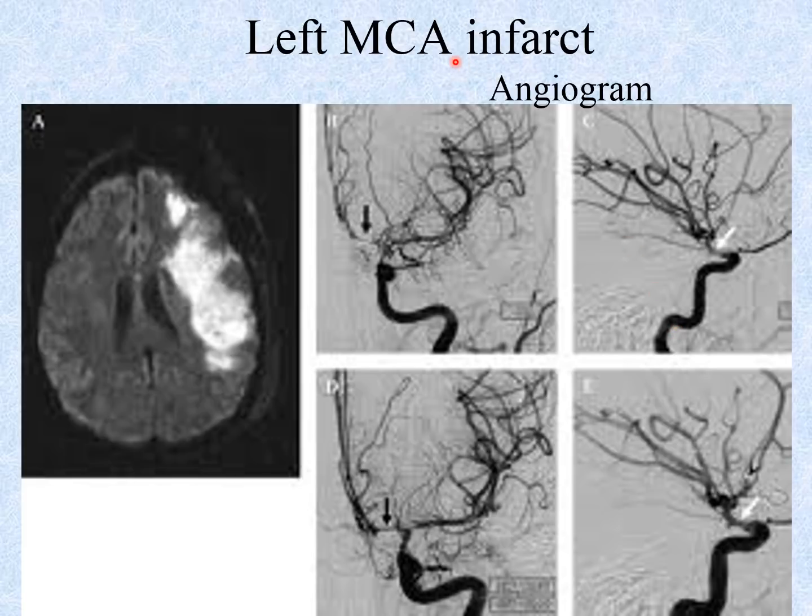In a patient with a left middle cerebral artery infarct, you might be able on an angiogram to see an area in which there is a narrowing of the vessel, in this case the origin of the middle cerebral artery, seen here and here. So an angiogram can be used to identify areas of narrowing vessels.